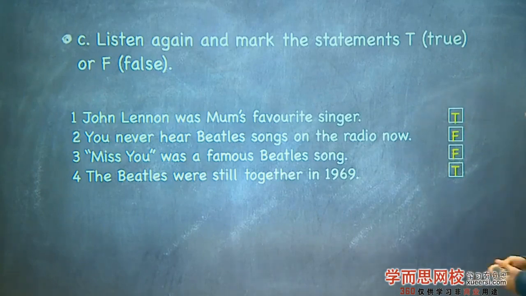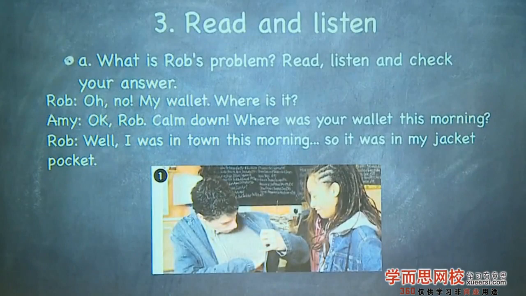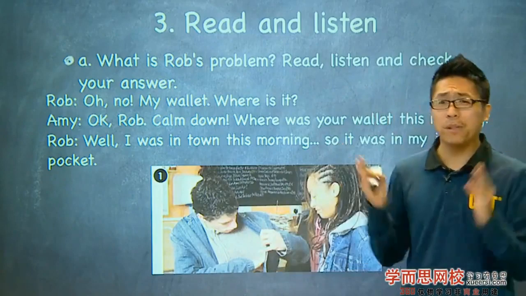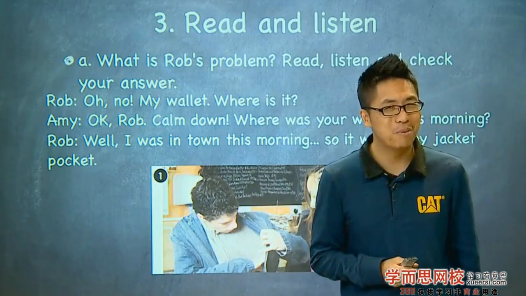Okay, there's so much about John Lennon and his Beatles. That's it. And then, let's see the everyday English for you today. Read and listen. What is Rob's problem? Read, listen, and check your answers. You may take a look at your book and see some pictures here, and I will play it for you. Let's read it first. Let's see what happened to Rob. What's Rob's problem? Okay.